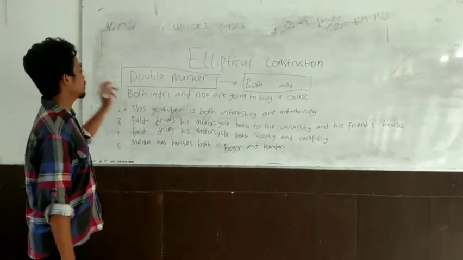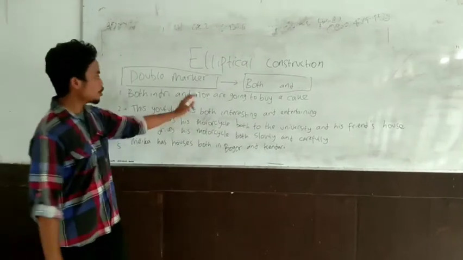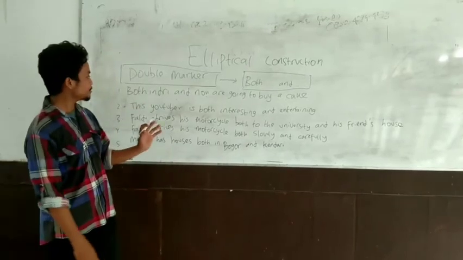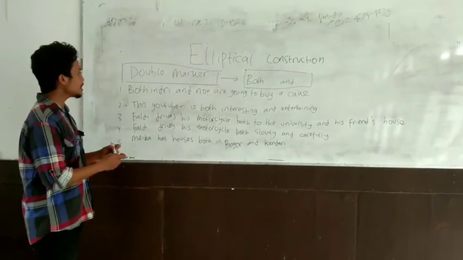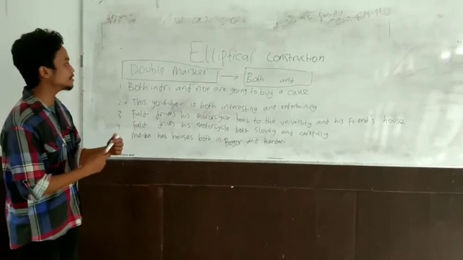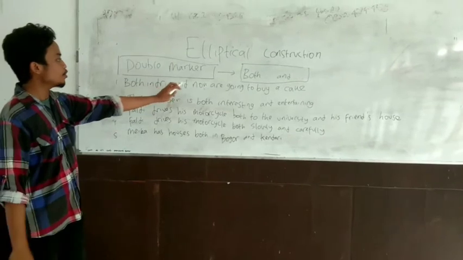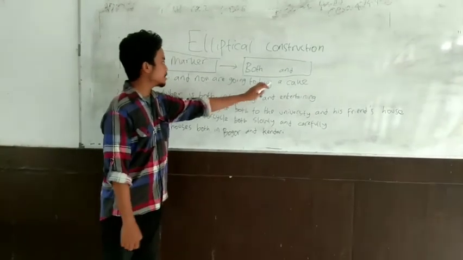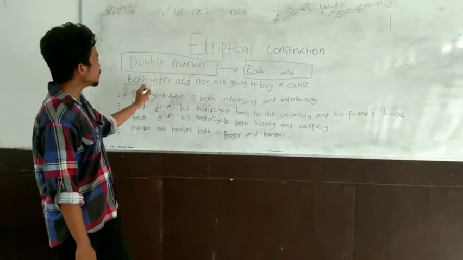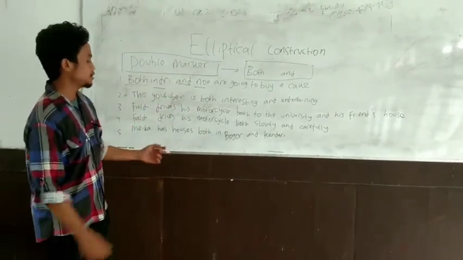Both Indri is going to buy a cake. Novi is going to buy a cake. Nah, untuk dielipsiskan, maka susunan kalimat yang akan terbentuk adalah both Indri and Novi are going to buy a cake. Dengan penanda both and, dan Indri dan Novi di sini berfungsi sebagai noun.